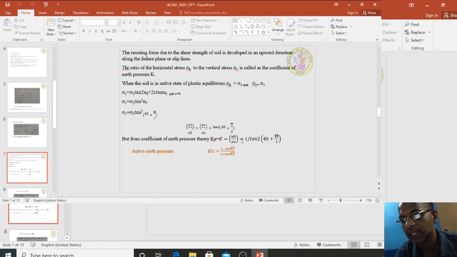So this equation gives a coefficient. That coefficient is called the active earth pressure coefficient, which is equal to 1 by tan square 45 plus phi by 2. If you represent it with the half angle, then Ka is 1 minus sin phi divided by 1 plus sin phi. This is called the active earth pressure coefficient.